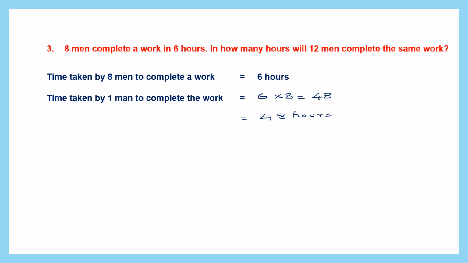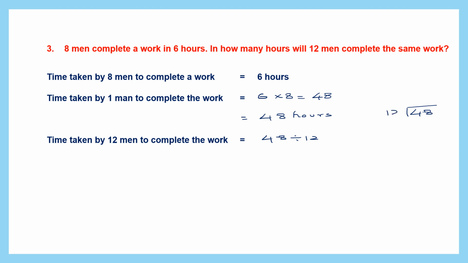Now we have to find the time taken by 12 men. One man took 48 hours. So 12 men will take less, isn't it? That one man took so long because he was all alone. Now there are 12 men. It's going to take less time. They will finish it fast because there are so many men. So because it is less time, we have to divide 48 by 12. Let's divide that and see.